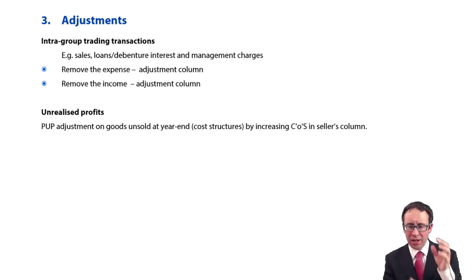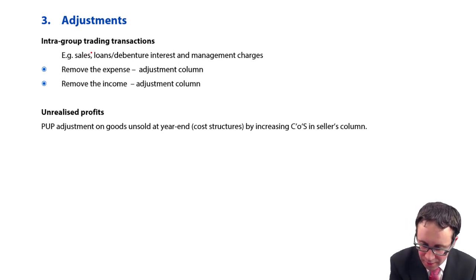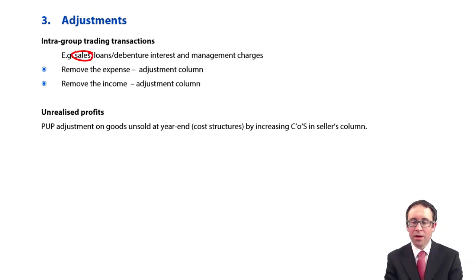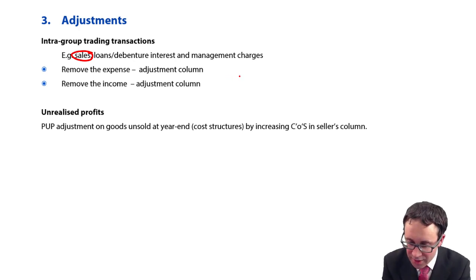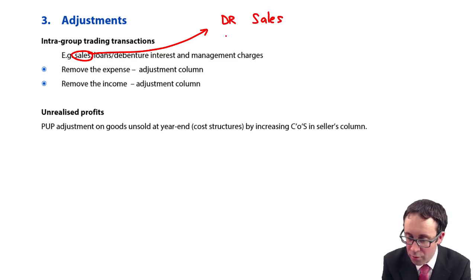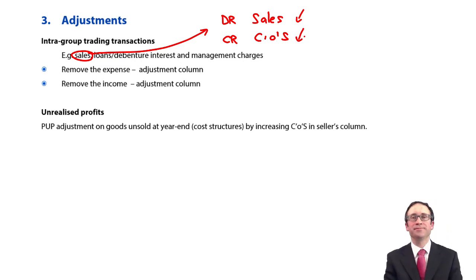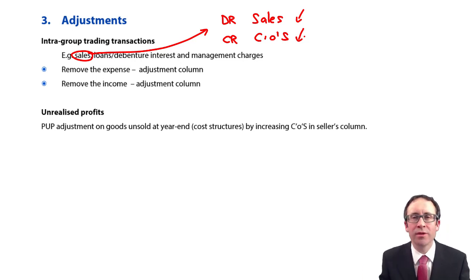So, what have we got? There's two bits and they're very closely linked. The first one is any intra-group sales. We'll focus on the sales for the time being. I think that's the easiest one to do. What we need to do there is remove the income, so you are debiting the sales, and we remove the expense, so we credit cost of sales. Why? Well, that's what we did in financial accounting.